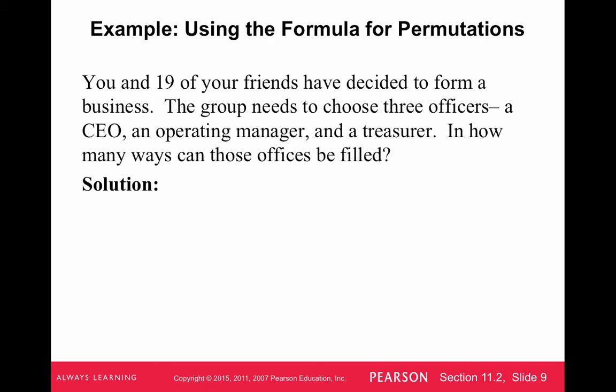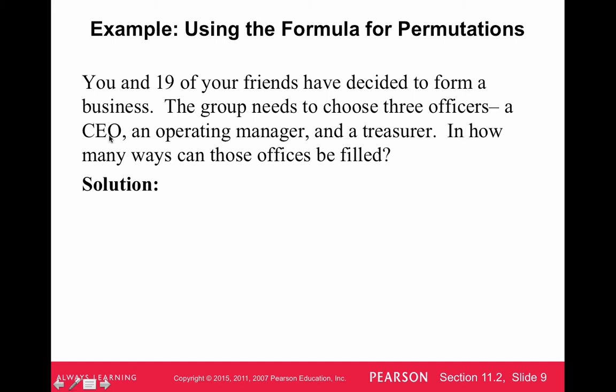So it says you and 19 of your friends have decided to form a business. The group needs to choose 3 officers, a CEO, an operating manager, and a treasurer. How many ways can these offices be filled? Well, we're selecting 3 positions, CEO, operating manager, and treasurer, from a bank of 20 people, because it says you and 19 of your friends. So I believe we're talking about 20 people that we're selecting from. So we have a group that we're selecting from, and we're selecting 3 positions.